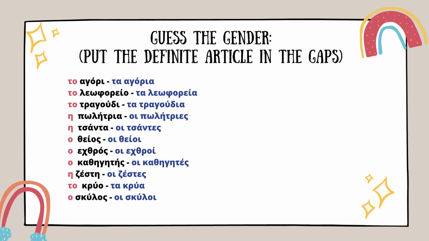Ο θείος, οι θείοι, the uncles. Ο εχθρός, οι εχθροί, the enemies. Ο καθηγητής, οι καθηγητές, college teacher, professor. Η ζέστη, οι ζέστες, warmth in plural form. Το κρύο, τα κρύα, this is the cold weather or cold thing in plural form. Ο σκύλος, οι σκύλοι, the dogs.